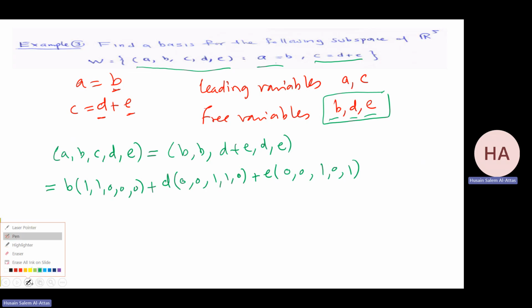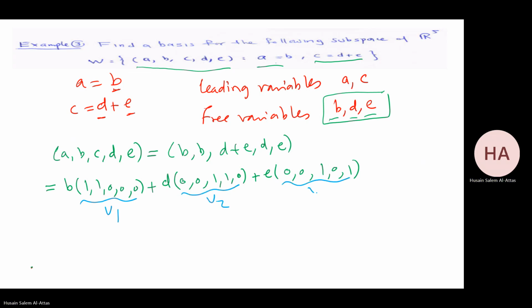So what are the bases? The basis consists of what? This is V1, this is V2, this is V3. Or you can make B equal T1, D equal T2; you can do it this way or that way. So what is the basis? It would be V1, V2, V3. This is one form of basis. As I said, you can have different bases by just changing the free variables.